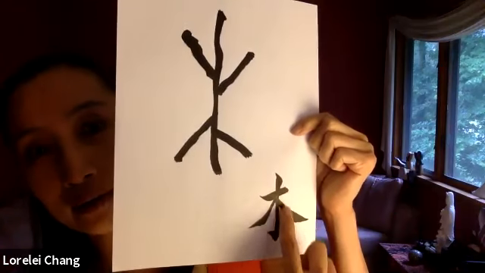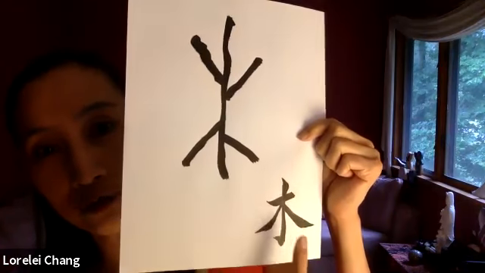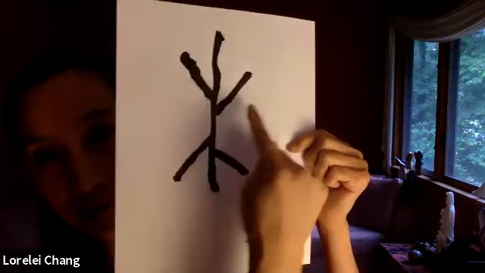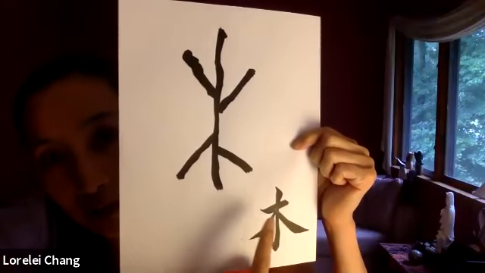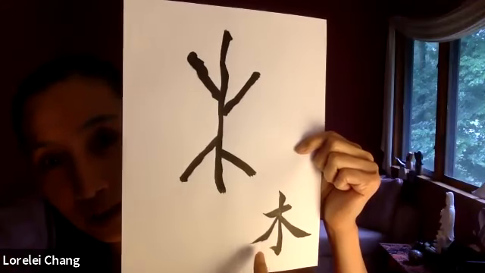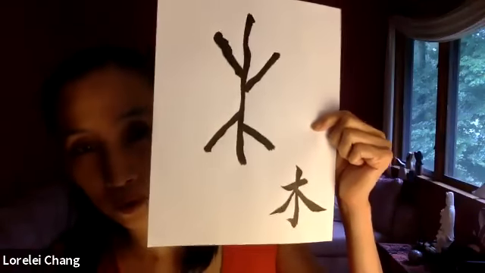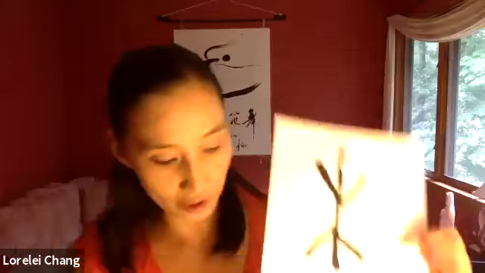So it has a nice straight line, like a trunk. And these are kind of like branches stretching out. Right now it just stretches. This is more like a downward motion. So the wood has a downward motion and also an upward motion.